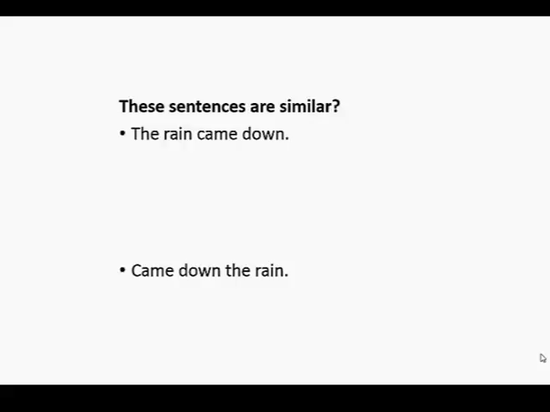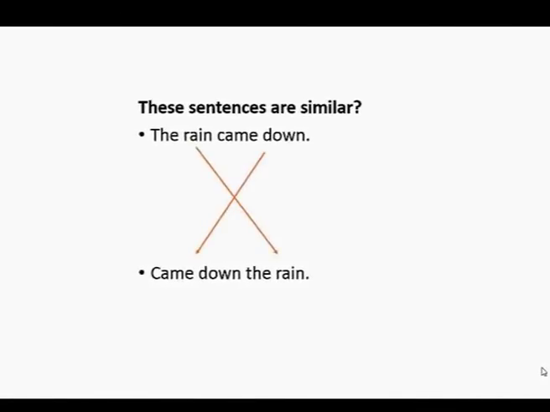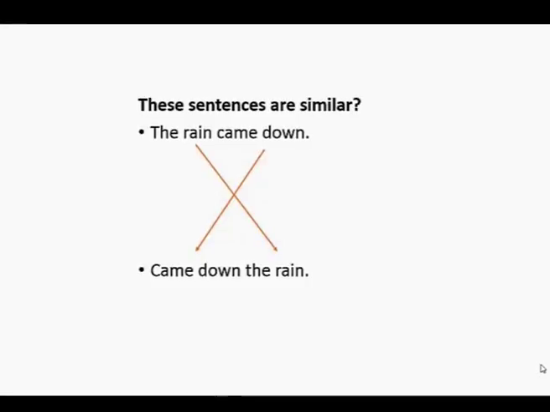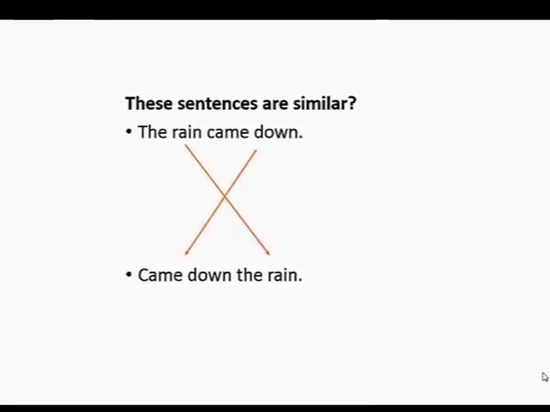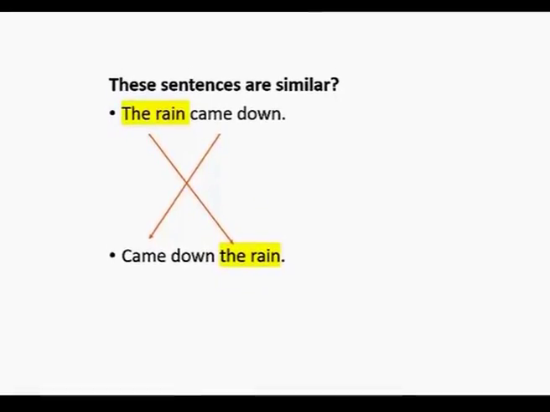But you notice these sentences are similar? Yes, they are similar. Both sentences have the same elements and both sentences have the same meaning. So, you notice that? The element moved. In the first sentence, the rain is at the start, but in the second sentence the position of the rain changed. Came down is a phrasal verb, but in the first sentence came down is the last part. In the second sentence, came down starts the sentence. This is for emphasis, but the meaning is the same.